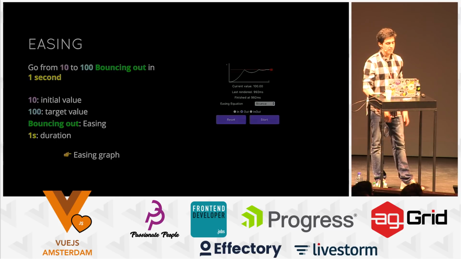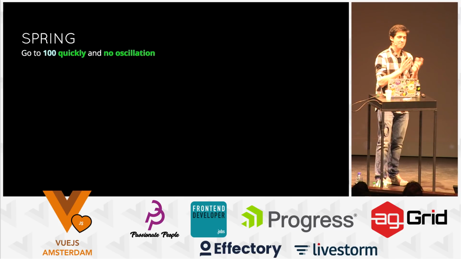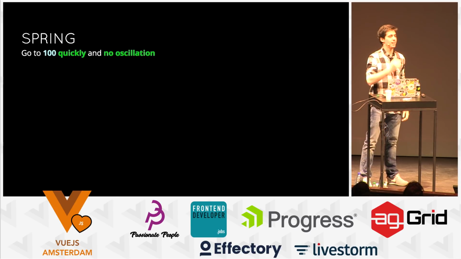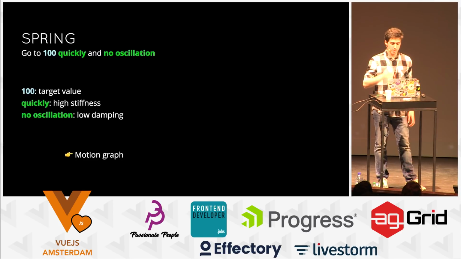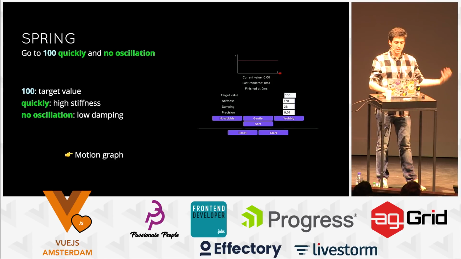Now, what about springs? Springs are much simpler in the way you describe them. You just say, go to that value quickly and with no oscillation, which basically is the friction. The way we represent that is: 100 is the target value, quickly is a high stiffness, and no oscillation is a low damping. What are these parameters? I don't want to go deep into the math, because I want this to be approachable to anybody. But as you can see, we have a stiffness parameter and a damping parameter.